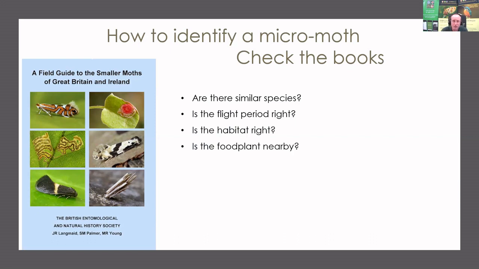Habitats and food plants are more important for micros than they are for macros. Micros don't tend to go quite so far from their food plants. So if you find micros in a moth trap, there's a reasonable chance that the food plant or the habitat is available not that far away.